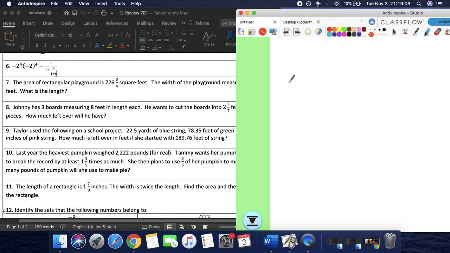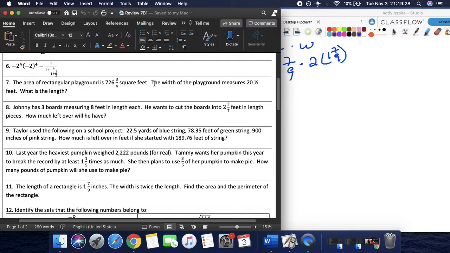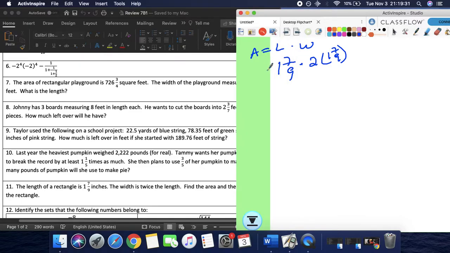Okay, so the length of a rectangle is 1 7/9. Area is length times width. The width is twice the length, so it's 2 times, let me put this in parentheses. Find the area and the perimeter of the rectangle. Yikes. So let's find the area first. The width is 2 times the length, so let's multiply 2 times the length. The length is 16 over 9. Multiply that by 2, I'm going to get 32 over 9.